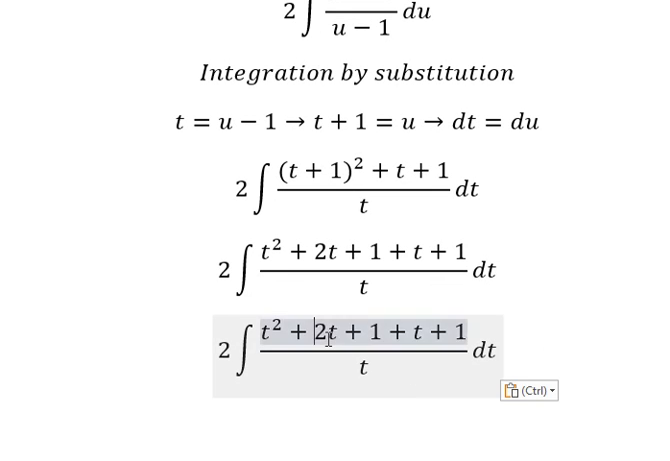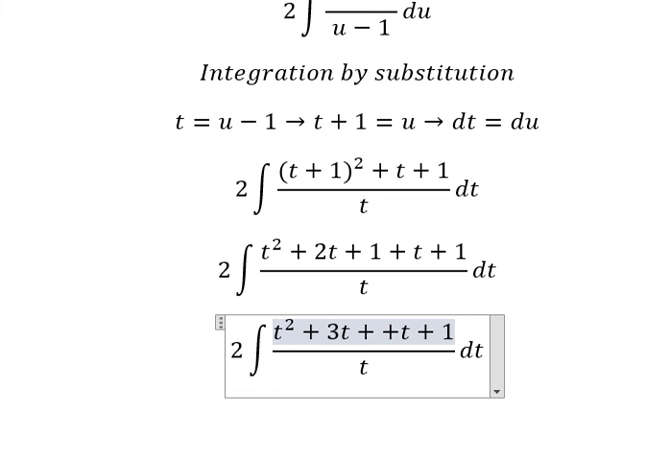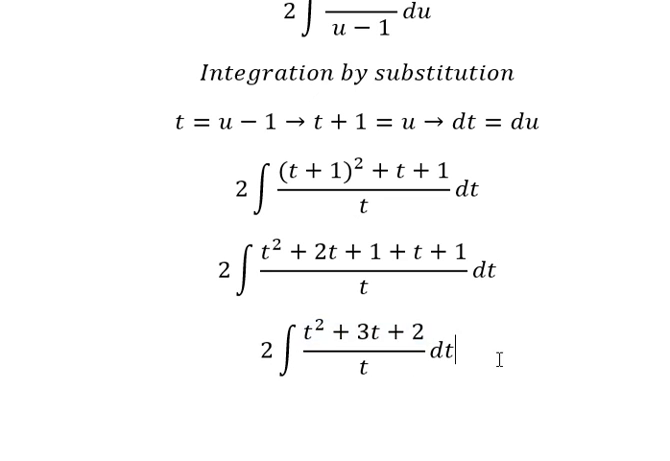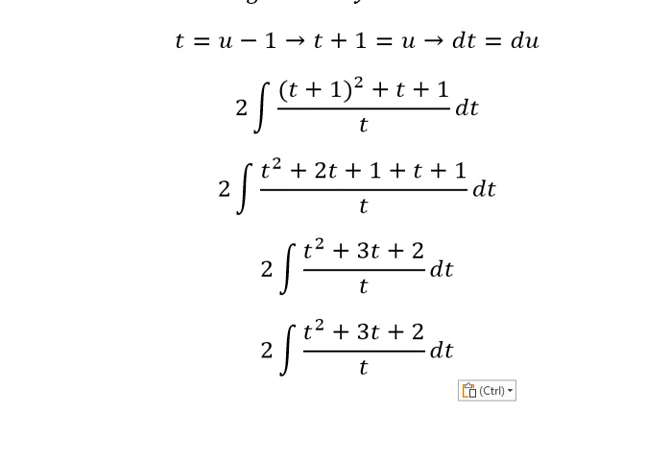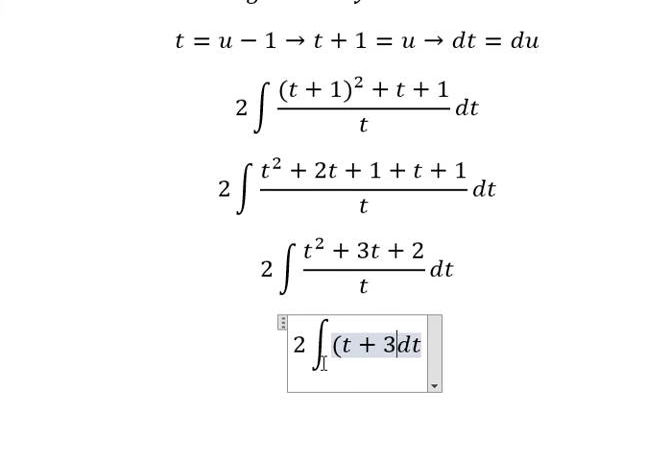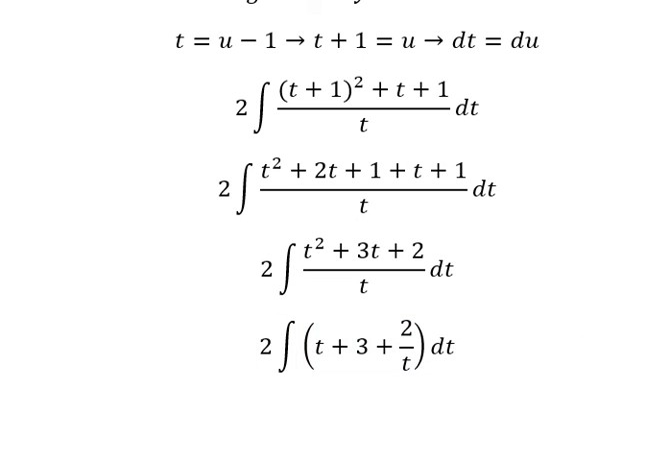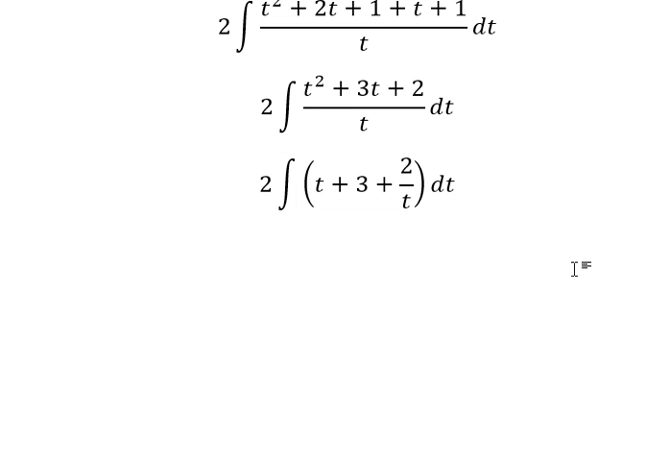So 2t plus t, we have 3t. 1 plus 1 is number 2. Next, t squared divided by t, and number 2 divided by t. So we have t plus 3 plus 2 over t. And now we have the final answer.